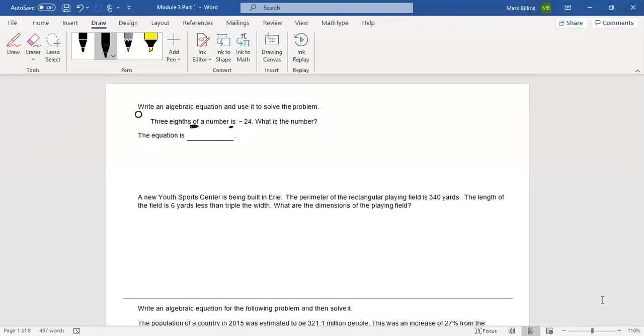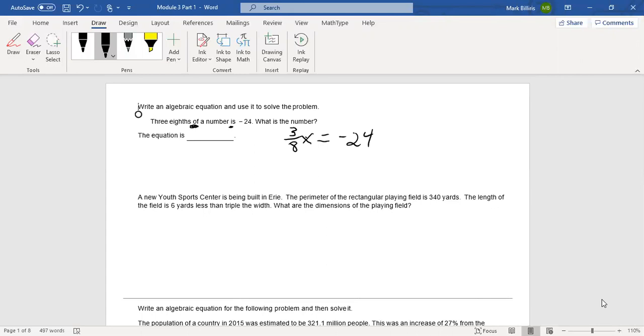It says 3/8 of a number. So 3/8 of means to multiply. So of a number, we don't know what the number is, so we're going to use a variable, and in this case, x. So 3/8 x, so that's 3/8 of a number. Is means equals, and again, in this case, 24. So the first thing is to write the equation.